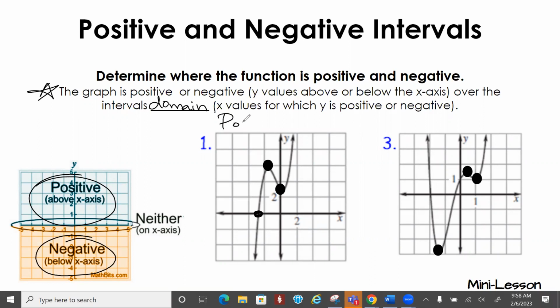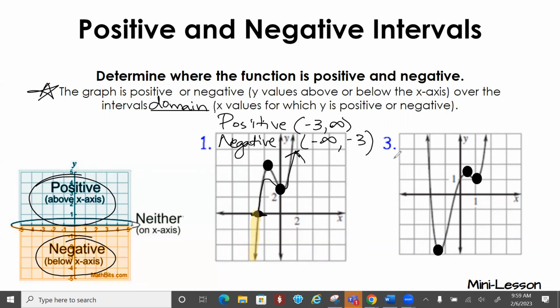Okay, so for positive, we're from here and over, right? So this x value is going to give me -3 to positive infinity. Negative is going to be below the x-axis. Okay, so that's going to be from negative infinity to -3. Notice how I'm using parentheses on both of these.